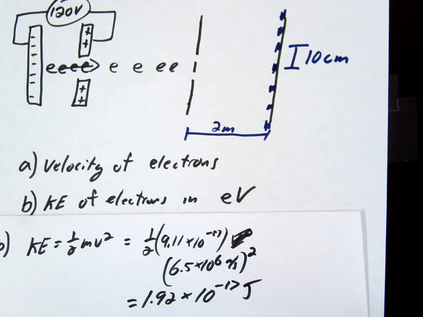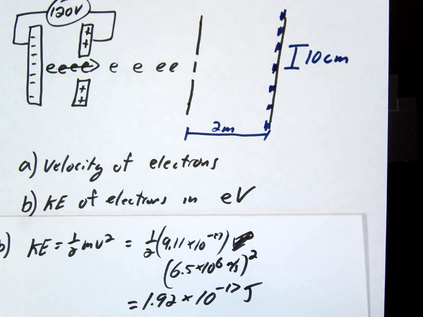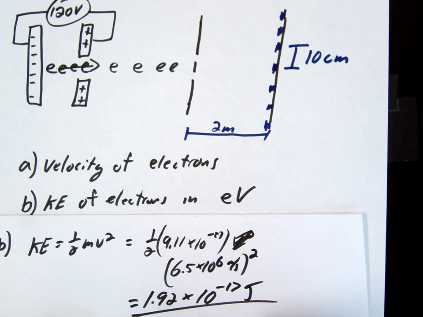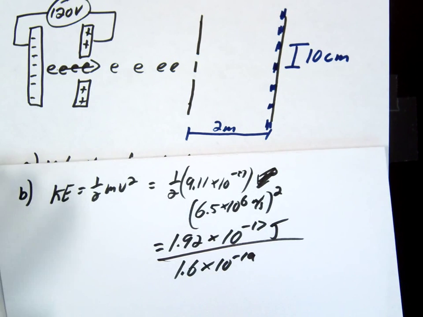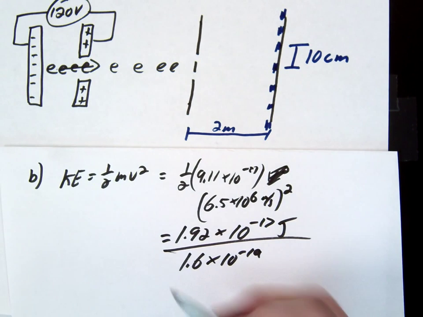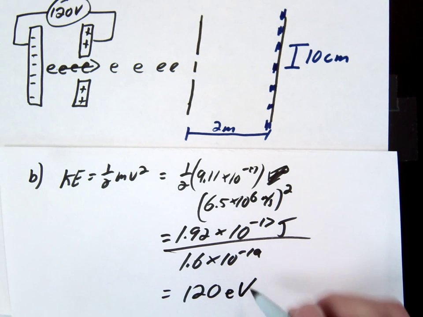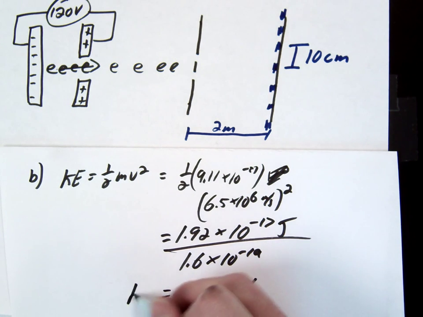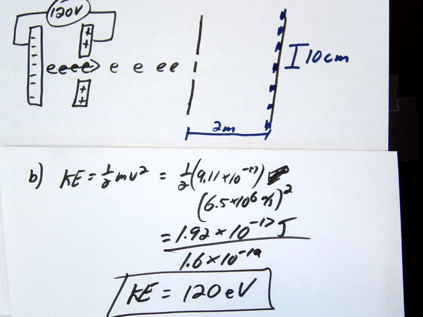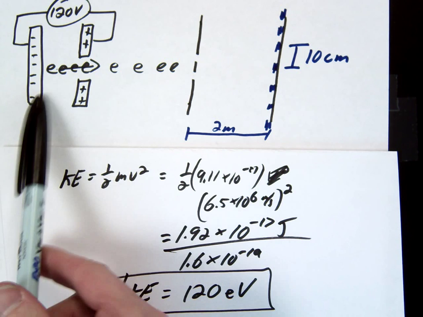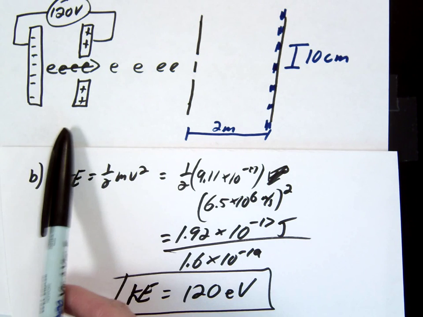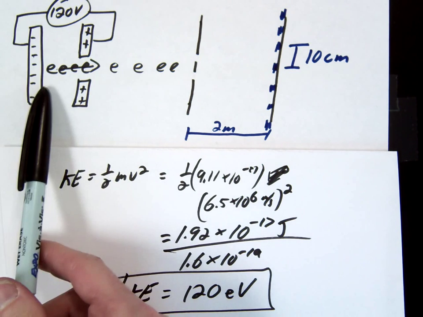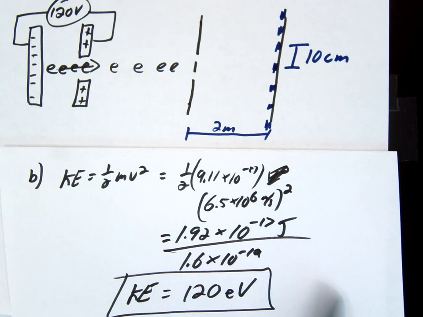Okay, joules. But I asked it for you in eV, so let's divide by 1.6 times 10 to the negative 19. Gives us 120. That looks interesting. Where did that answer come from? Why is it 120? So notice, remember the definition of an electron volt is 1 volt given to 1 electron. Well, if you give 120 volts to an electron, it should have an energy of 120 electron volts. Okay? Use that concept for future problems.